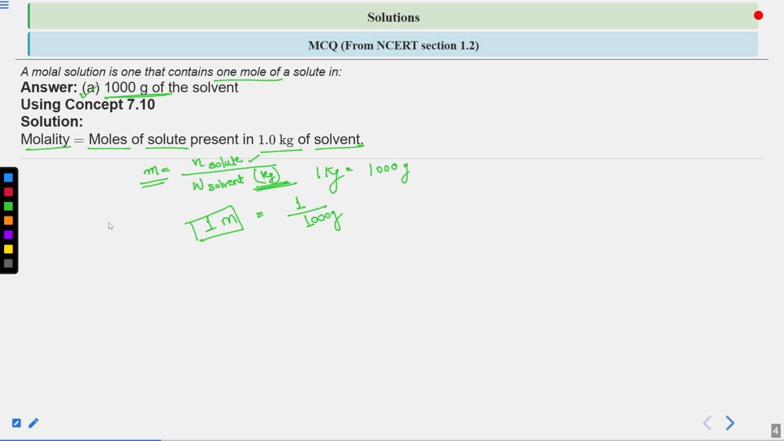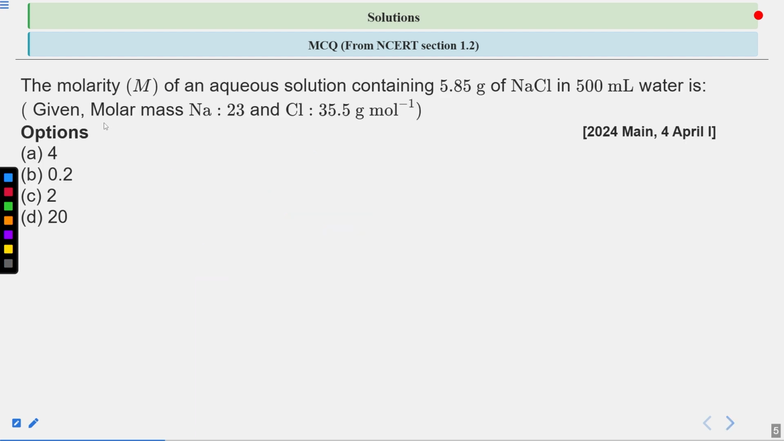Okay, moving on to the next question. This is the question from NCERT section 1.2 in the chapter Solutions. The question asks: the molarity, which is represented by capital M, of an aqueous solution containing 5.85 grams of sodium chloride in 500 milliliter water is. So you have to determine the molarity of an aqueous solution in which you have sodium chloride, 5.85 grams, and the volume of the solution is given as 500 milliliter water.